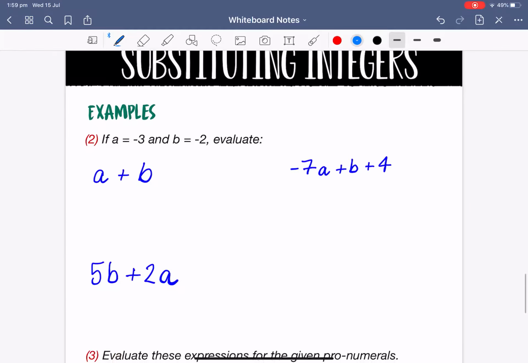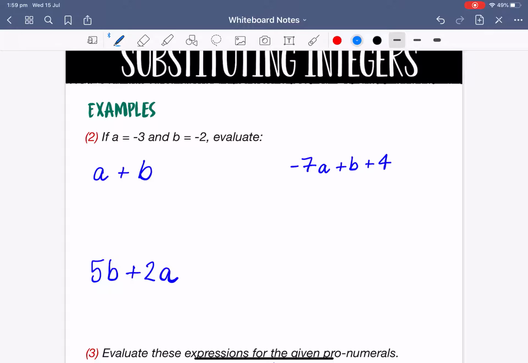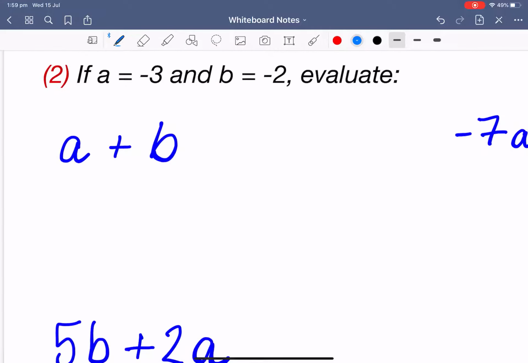So now I'm going to do a few more, okay, and these are again like your textbook questions. If A is -3 and B is -2, evaluate A plus B. So that equals -3, because A is -3, plus B, -2. Now remember I told you whenever you see two symbols together, you need to highlight them. I can see these two symbols are next to each other, so I'm going to highlight them.